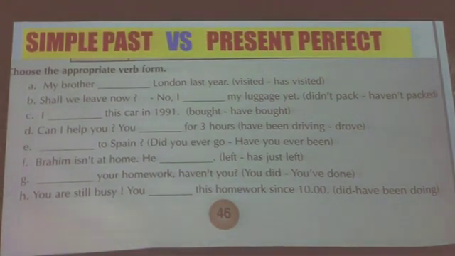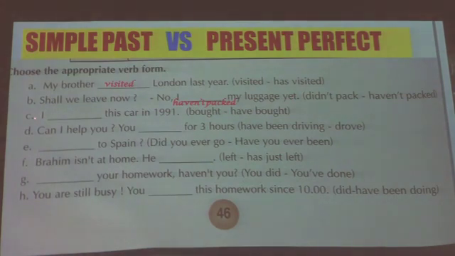Okay then, so let's go straight to the correction. The first sentence, my brother. Once we have last year, it's the simple past. So my brother visited London last year. Now let's move to B. Shall we leave now? No, I haven't packed my luggage. So haven't packed, which is the present perfect form of the verb to pack. It's in the present perfect form because here we have the yet. I haven't packed my luggage yet.